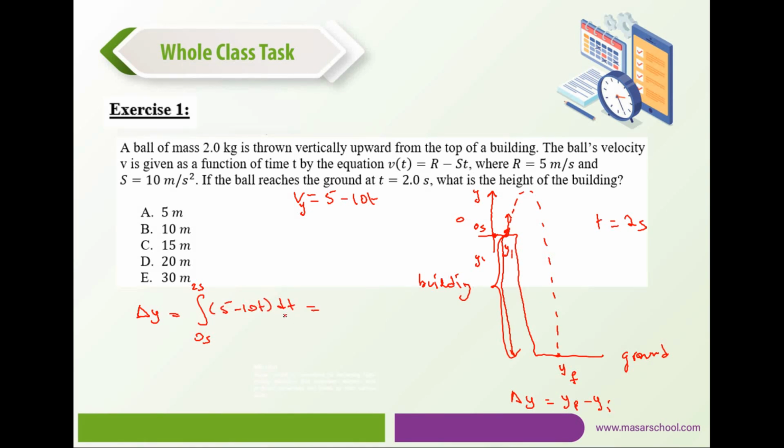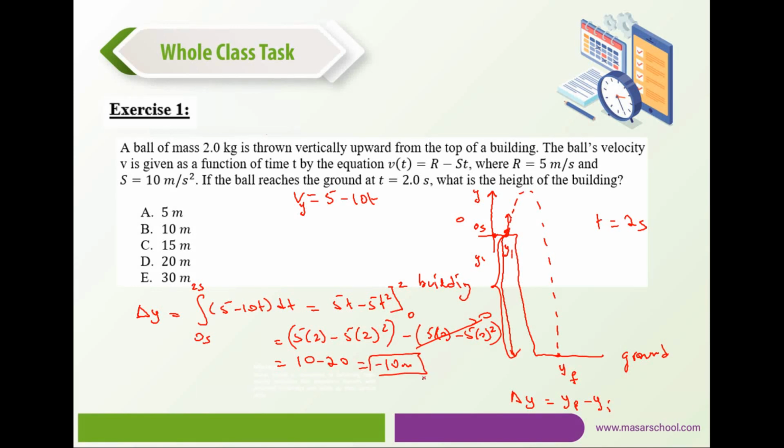So the answer of this integral would be 5t, constant to linear, to quadratic, 10t squared over 2, divided by 10, that would be 5t minus 5t squared. This function computed between two bounds 0 and 2: we always start by the upper bound, which is 5 times 2 minus 5 times 2 to the power of 2, minus the function computed at 0. So that would be 0, and that would be 10 minus 20, which is negative 10 meters. But remember, this is a displacement, it can be positive or negative. We're interested in the height, so the correct answer would be B.